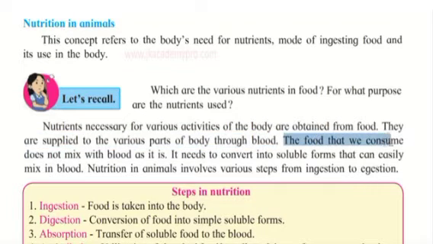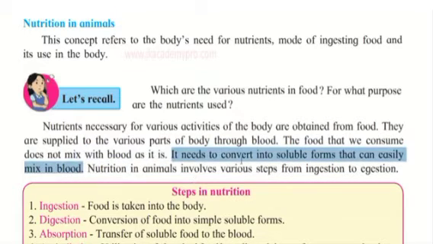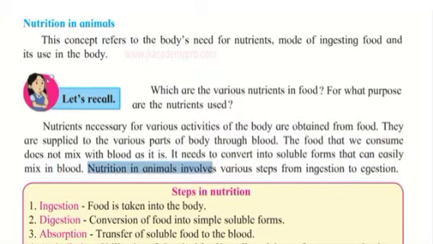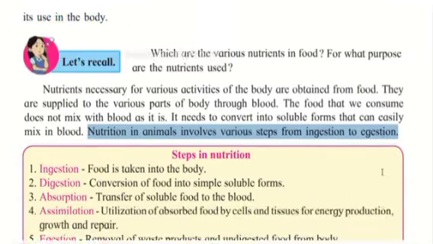The food that we consume, that is, we eat, does not mix with blood as it is. Okay, so if we eat, it will not go to the blood directly. It needs to be converted into soluble forms that can easily mix in blood. So these have to be broken down into soluble forms where they can mix in the blood. Only then can the blood take it. And nutrition in animals involves various steps, from ingestion to egestion. Ingestion is taking in, egestion is throwing out the waste products.